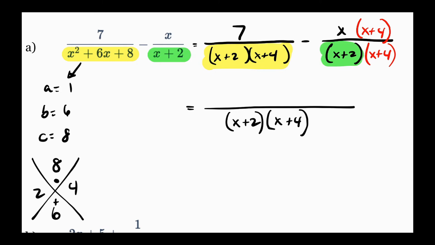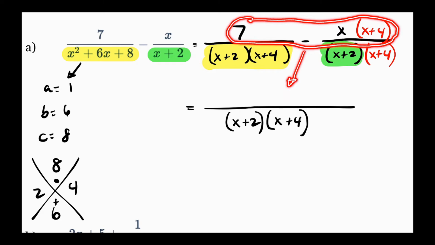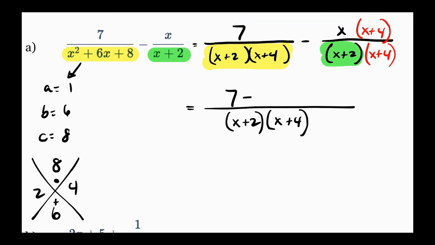The next step is add or subtract the numerators. This step is kind of misleading because we don't really add or subtract, we just put them all together. So what do we put together? We have a 7 over here, and on this side I have an x times the quantity x plus 4 with a minus sign in between them. That's what I'm going to put on top: 7 minus x times the quantity x plus 4. That's what we consider adding and subtracting. That's step 4.